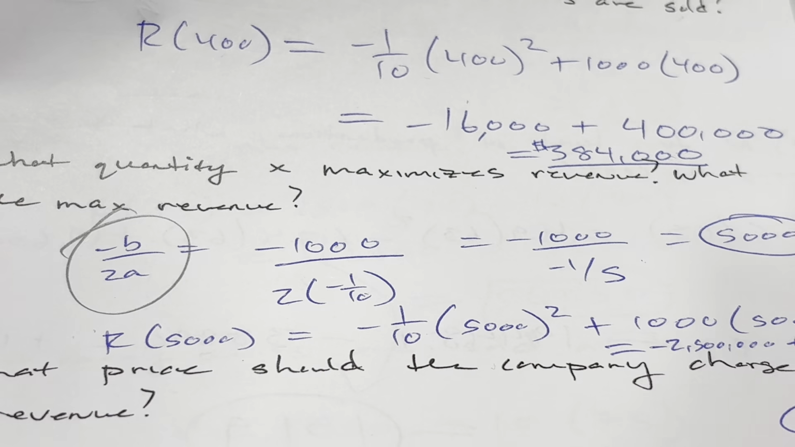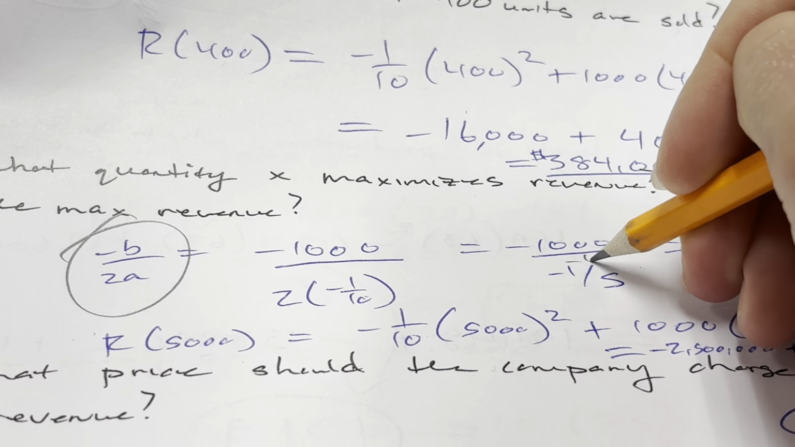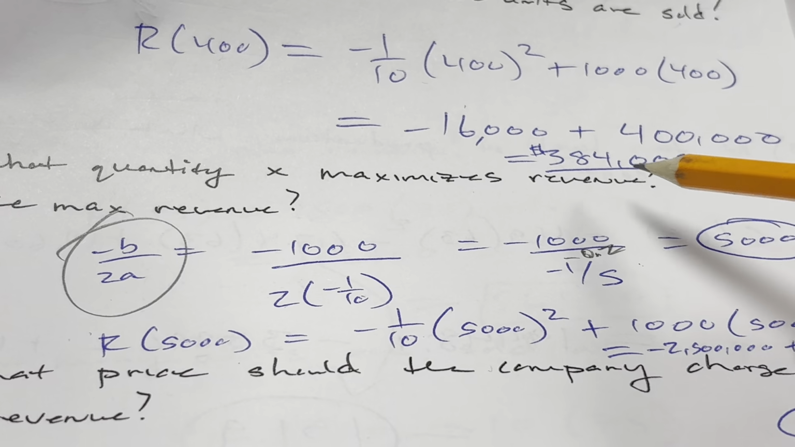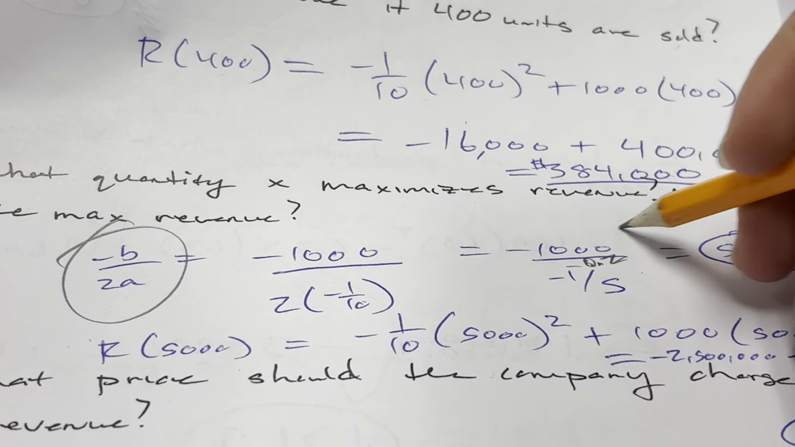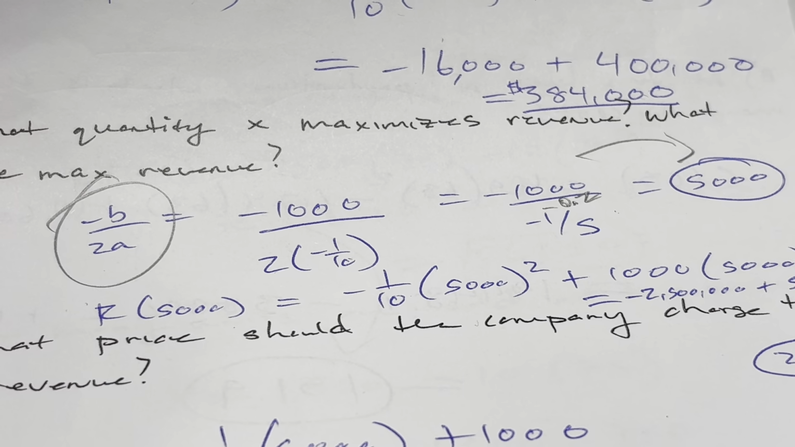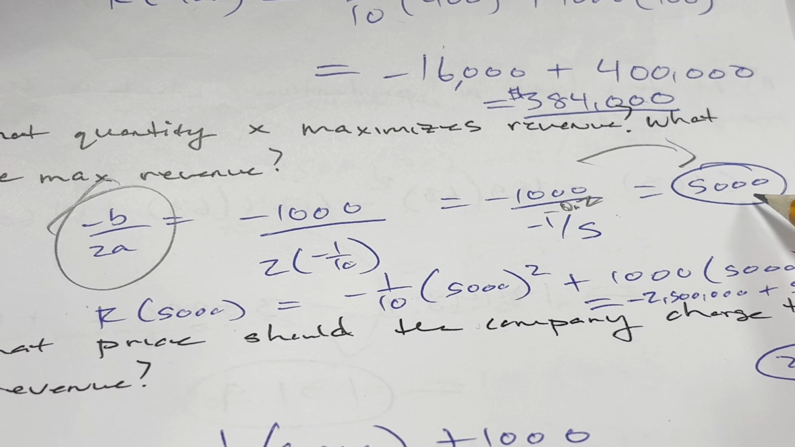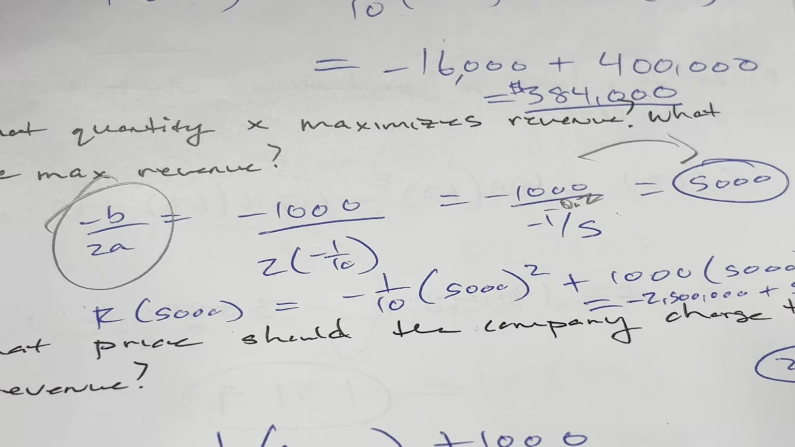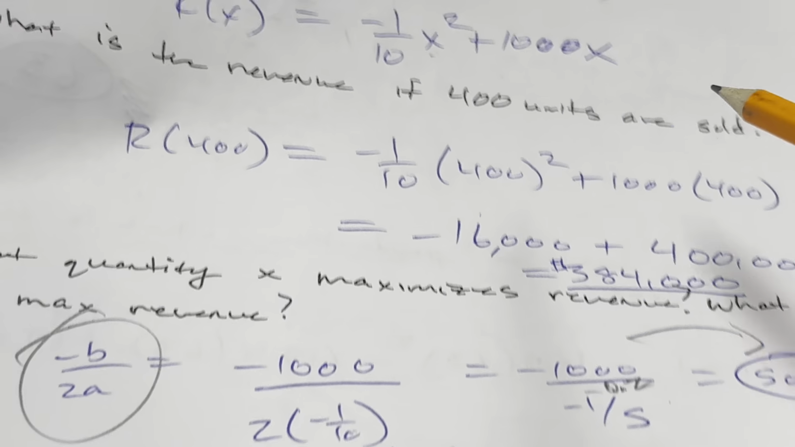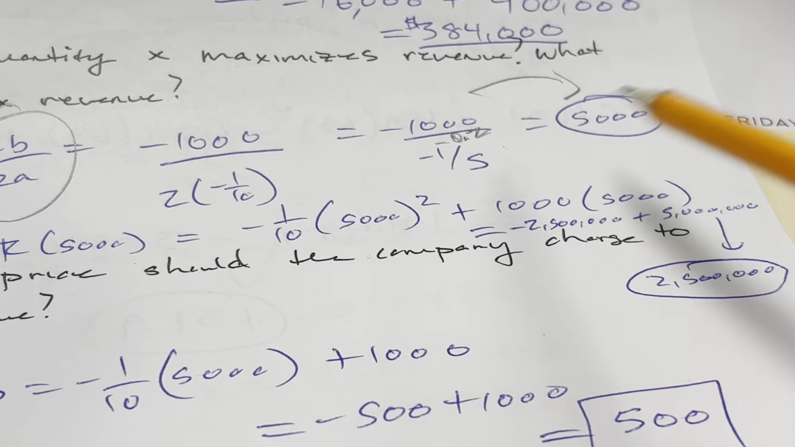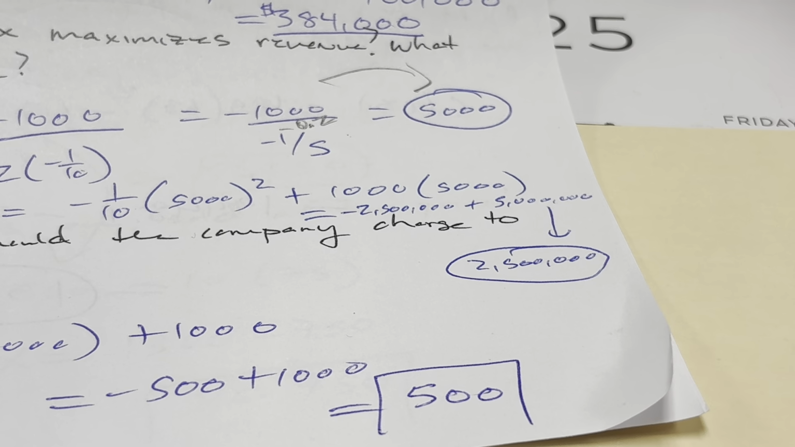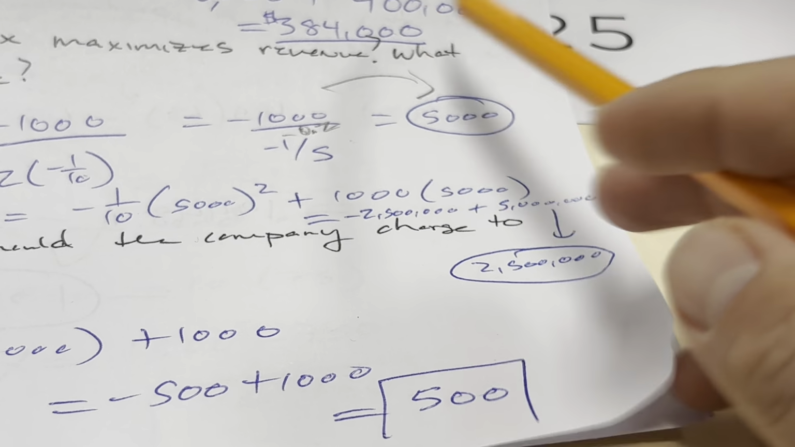Now that's negative 1/10. So you can call this, as we talked about in class, negative 1/5, or you can call it negative 0.2. It doesn't matter. Negative 1,000 divided by negative 0.2, that's going to give you 5,000. All right, so that's the first part. In 18, this was 2 different questions. So that's the quantity that maximized revenue. Then what is the maximum revenue? We're going to plug 5,000 in for X here and here. $2.5 million, which is a lot more than just under 400,000.